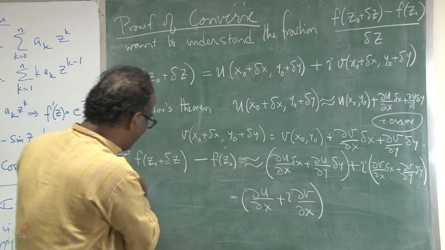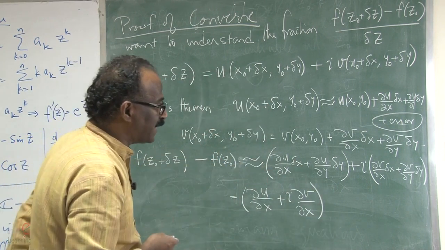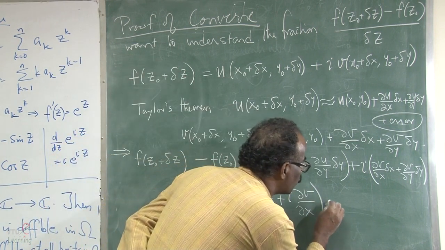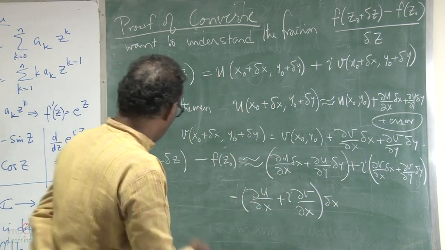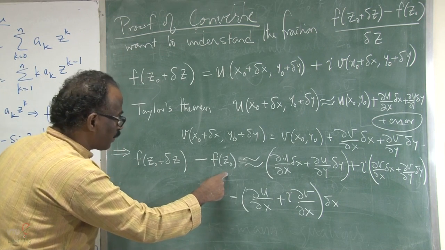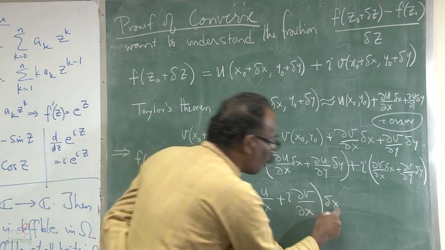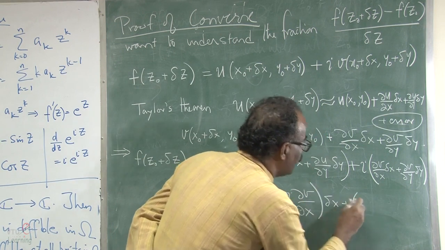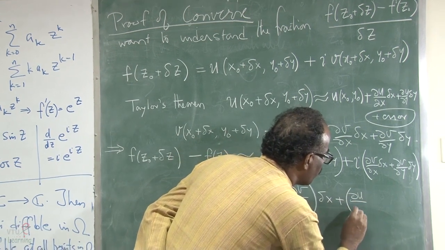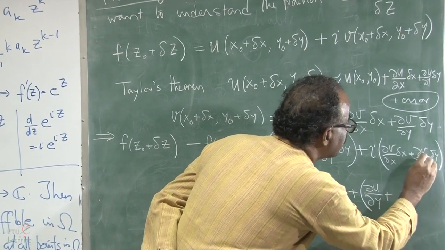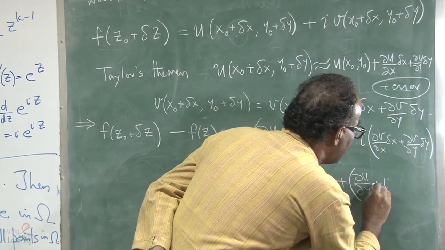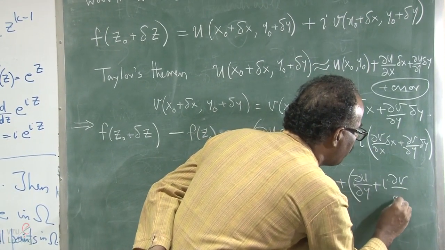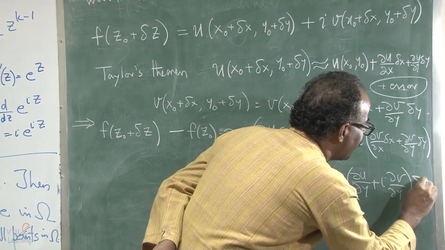I want to divide by delta z. I have not seen delta z so far. That's what I am going to see here. I want to divide by delta z, and I don't see that here. That's what I am going to do. Plus du by dy plus i dv by dy, delta y.